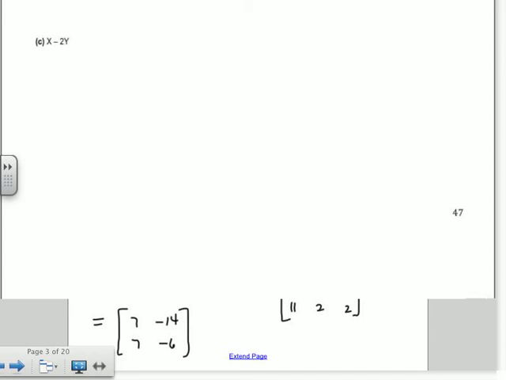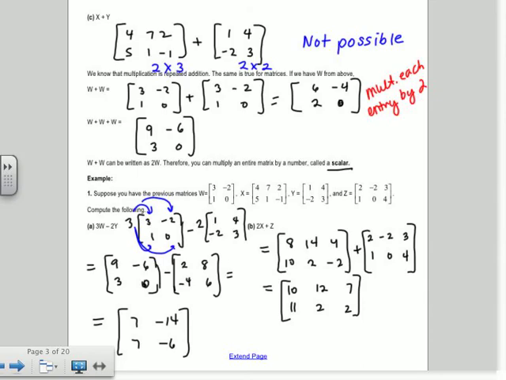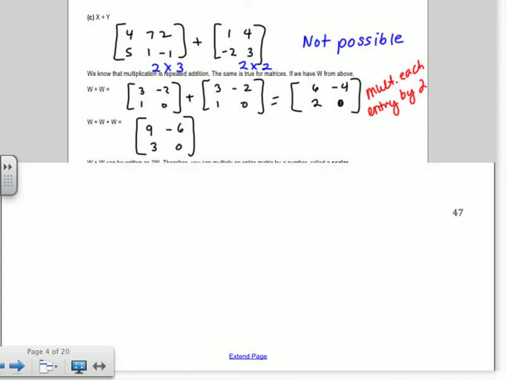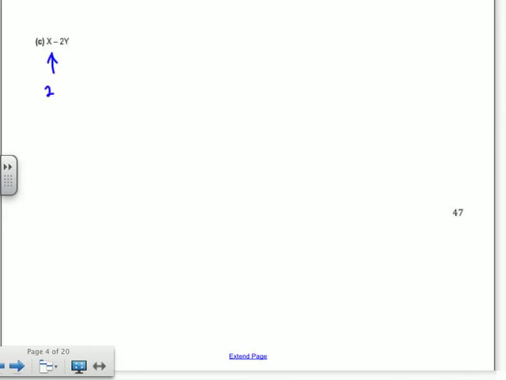All right, x minus 2y. Okay, so x minus 2y, what do you guys think about that? It's not going to be possible, right? Because you'd have a 2 by 3 matrix and a 2 by 2 matrix. So not possible.